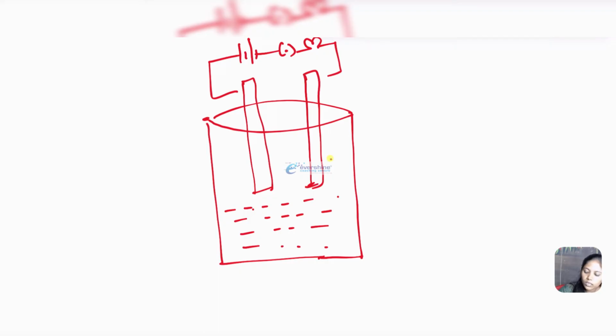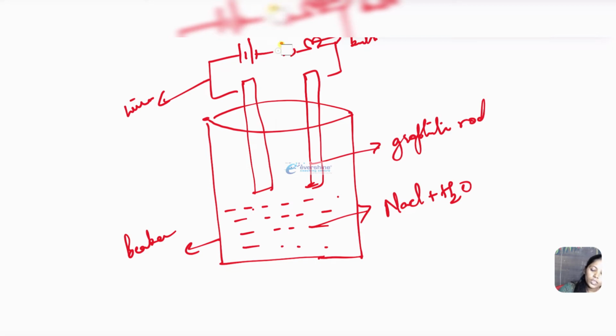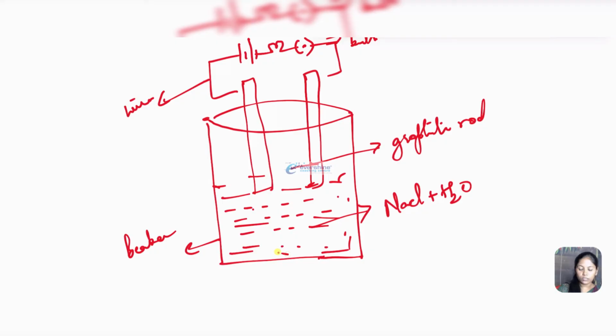This is graphite rod. The solution taken inside is sodium chloride plus water, ionic compound plus water, and this is the beaker, and graphite rods with wire, battery, bulb, switch. Okay, so these are all the apparatus required for showing ionic compound conducts electricity. So after battery you need to draw bulb, and then you need to draw switch. Inside this we should take the salt solution. So this is a diagram for ionic compound conducts electricity.